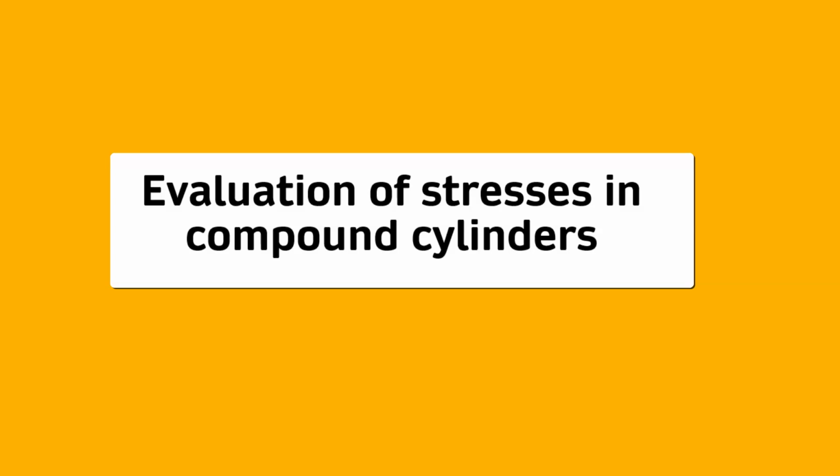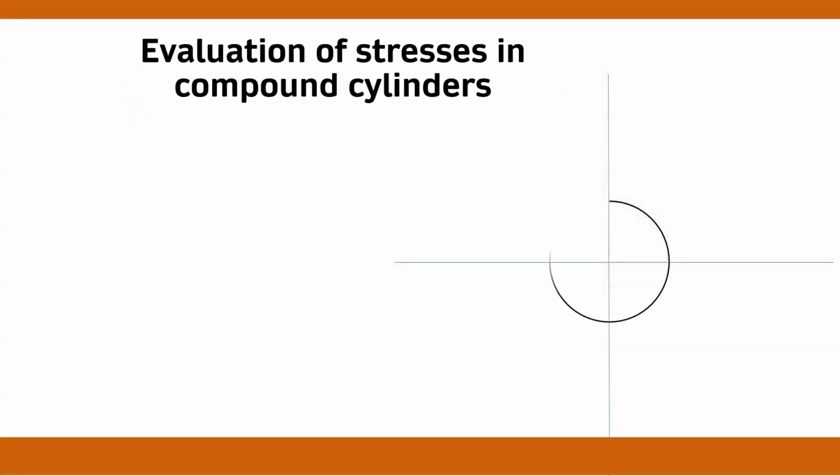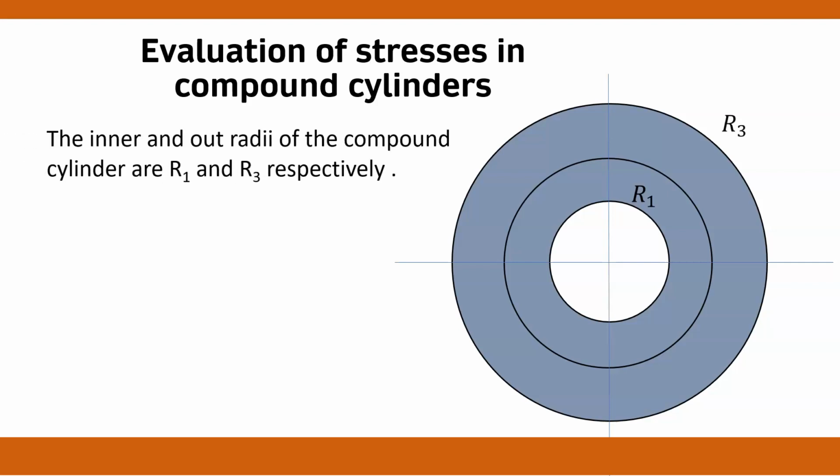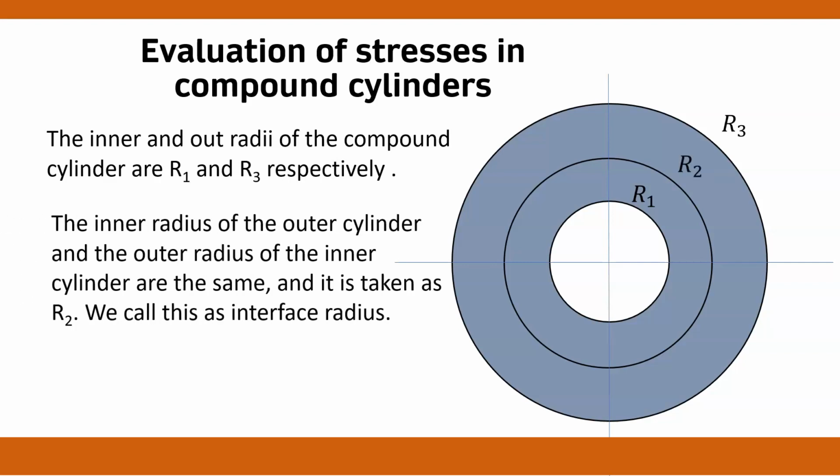For example, consider a compound cylinder made of two concentric cylinders made of the same material. The inner and the outer radii of the compound cylinder are capital R1 and capital R3 respectively. The inner radius of the outer cylinder and the outer radius of the inner cylinder are the same, and it is taken as R2. We call this the interface radius.